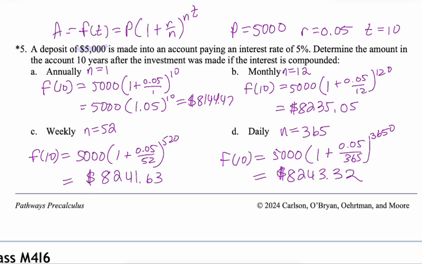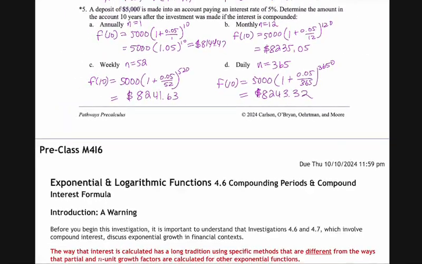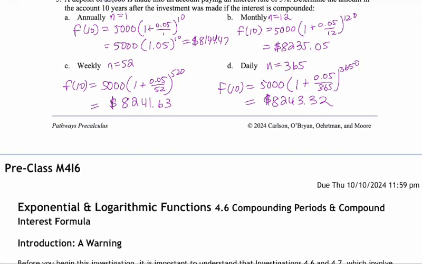Okay. So make sure you know that formula. Make sure you have it written down. Make sure you have what each one of those variables is standing for. And then if you could go into the calendar, and open up pre-class M46 for me, we're going to do that together now. Pre-class M46, please.